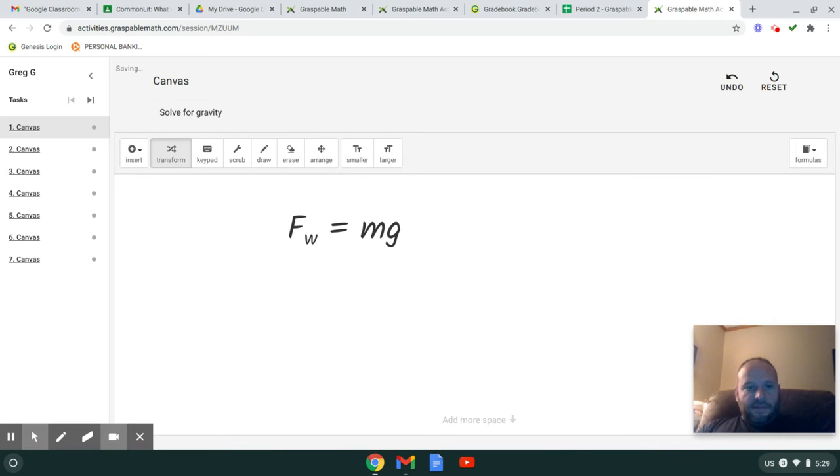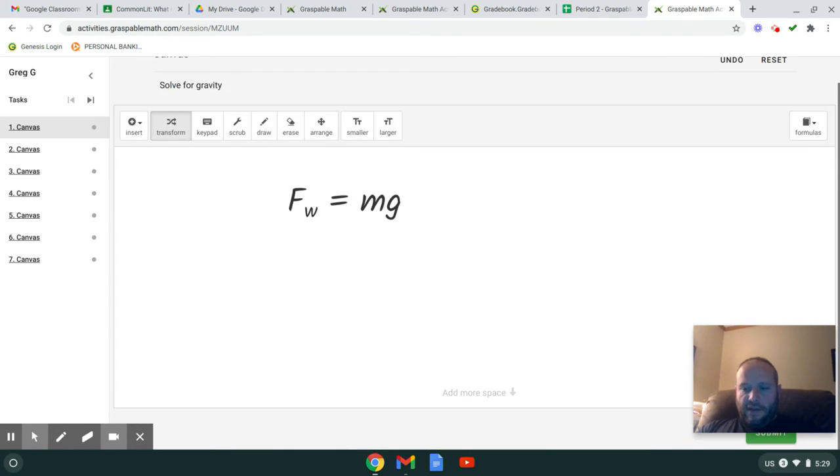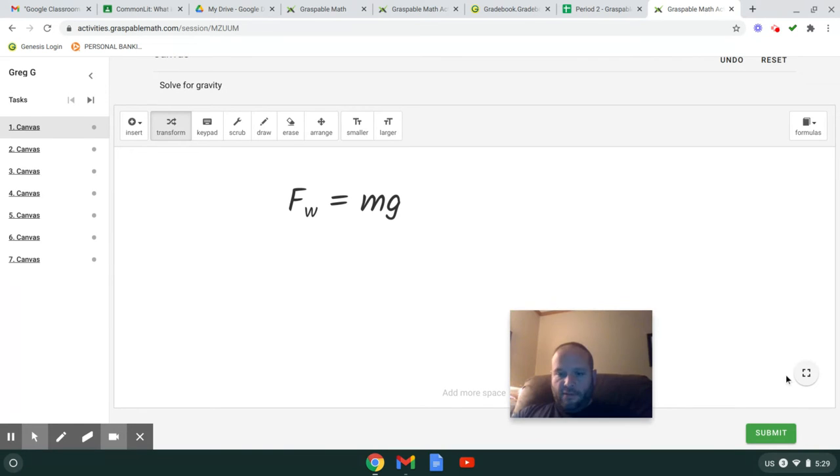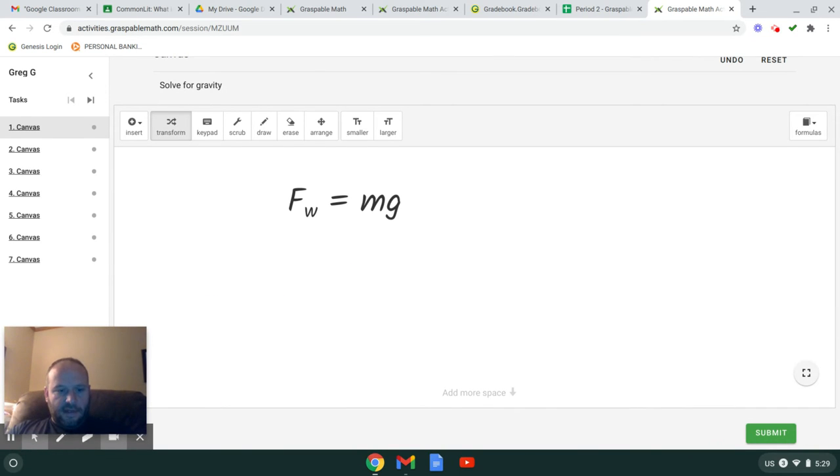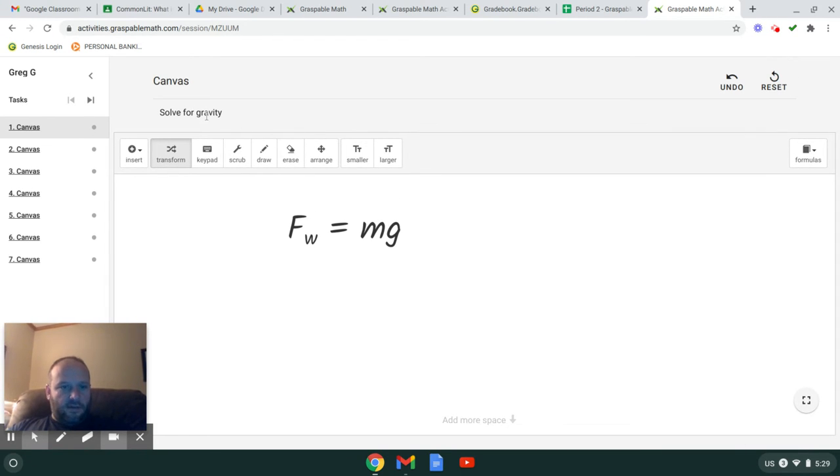Okay, so when it pops up, it kind of looks like this. And as you see, when you scroll down, my camera here is in the way. I'm going to move that over here to the other side. There we go. You'll see that there's a submit button as well. Okay, so the first thing it asks me to do, up here it gives the question. It says solve for gravity. Over on the left-hand side is all the different questions. So there's 7 different questions on here to go through. But the first one says solve for gravity.